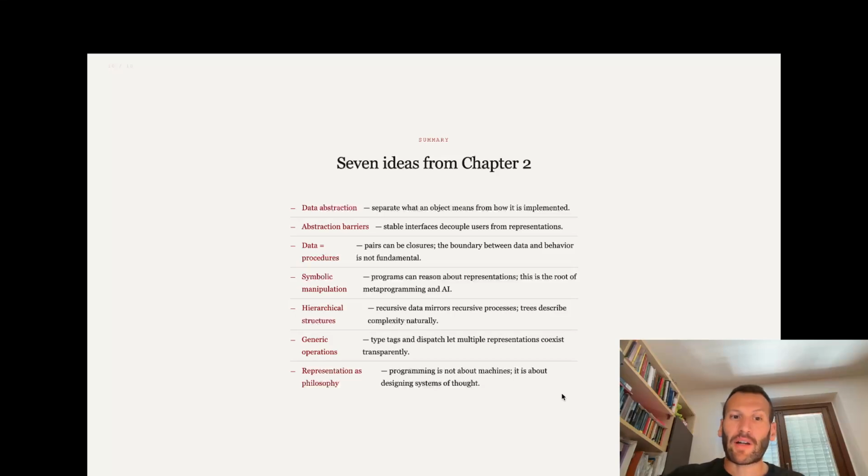Fifth, hierarchical structures: recursive data mirrors recursive processes, and trees describe complexity naturally. Sixth, generic operations by means of type tags and dispatch that let multiple representations coexist transparently. And seventh, representation as a philosophy. So programming is not about machines, but is about designing systems of thought.